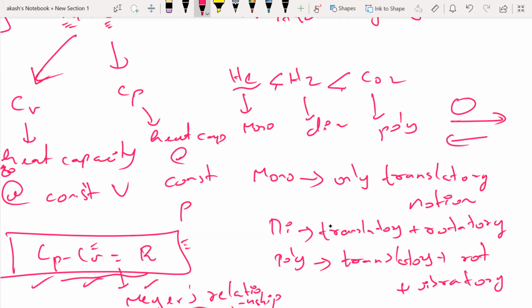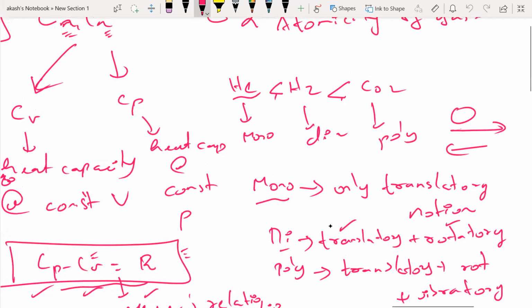Okay, there are different modes of vibration: scissoring, rocking, all these things. That is too much for your level. If you're interested, please learn about it. We don't have to go into the details. So what you have to understand is monoatomic gases will have only translatory, diatomic gases will have translatory and rotational motion, and polyatomic gases will have translatory, rotational, as well as vibratory motion. There are only three types of motions possible: straight line motion, rotation, or vibration.